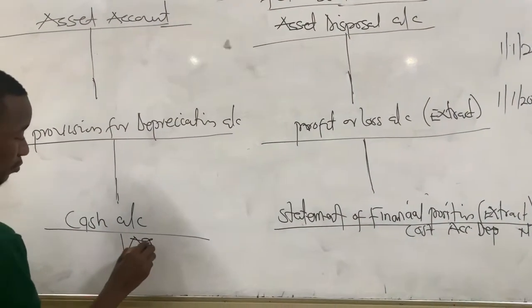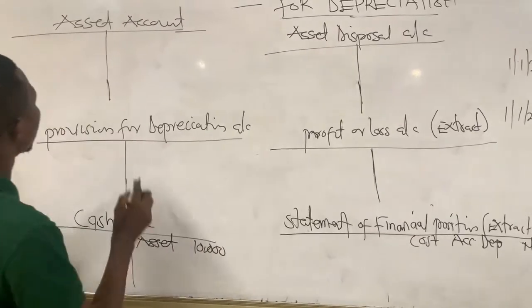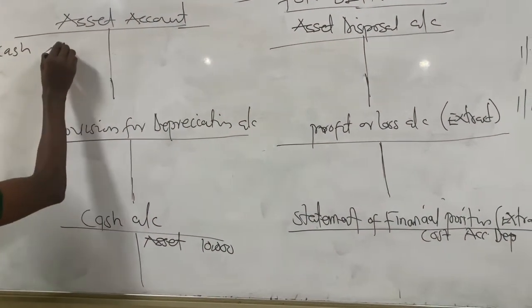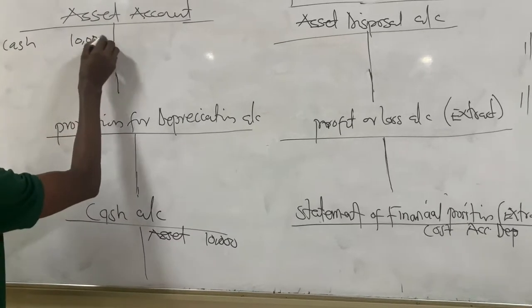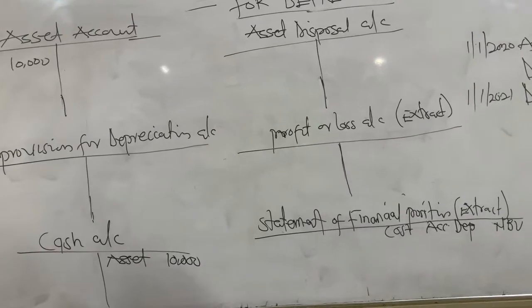asset, and the amount is 10,000. Then we come to debit the asset account in the name of cash, 10,000. Alright? But before that, let me chip in this.